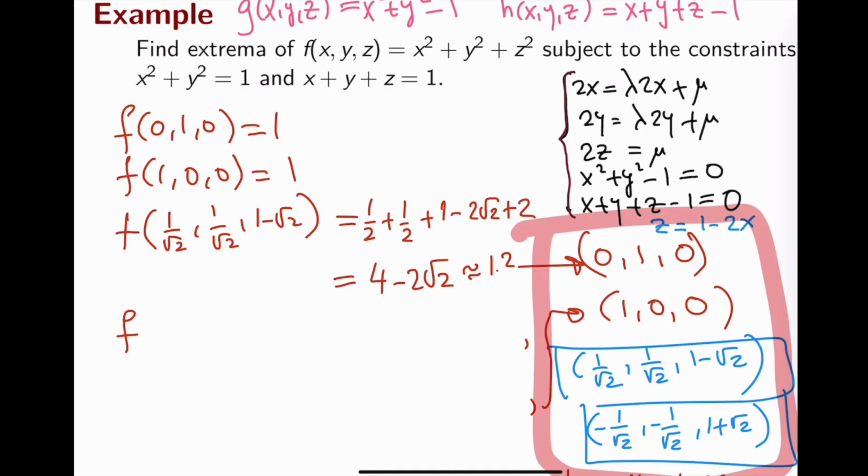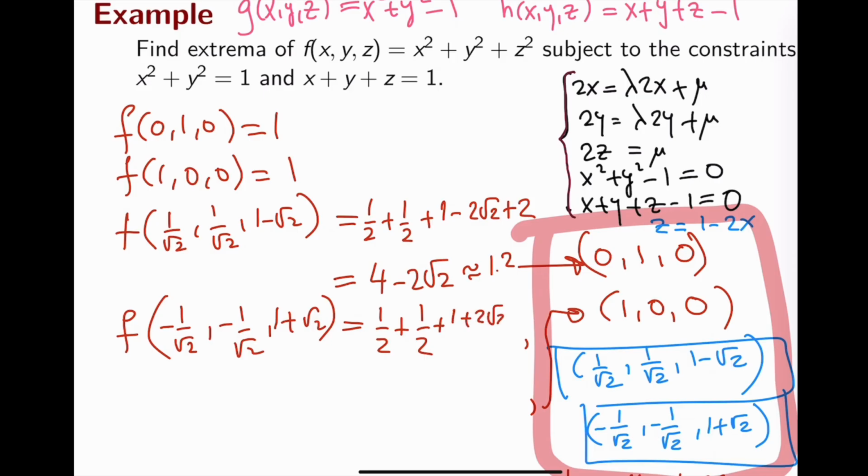And then we do the same thing, evaluating at the last of the points here, that is minus this, and then minus this, and then 1 plus square root of 2. We do the same thing. We are going to get here again 1/2 positive plus 1/2 positive, and then we have here 1 plus 2 square root of 2 plus 2. And so this is going to be 4 plus 2 square root of 2. That is approximately 6.8.